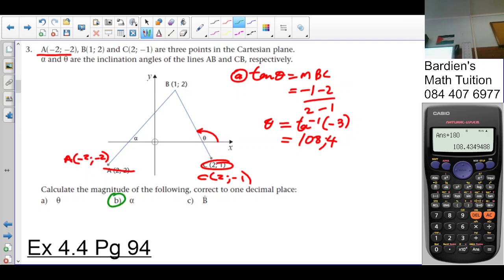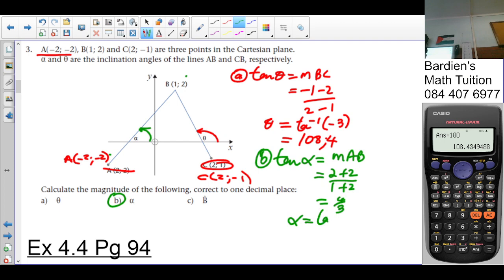B says alpha. So this is angle alpha. So tan of alpha equals the gradient of AB now. So it's going to be 2 minus minus 2, over 1 minus minus 2. So that's 4 over 3. So alpha is equal to arctan of 4 over 3. This arctan of 4 over 3 gives us an answer of 53,13. So it's 53,1.